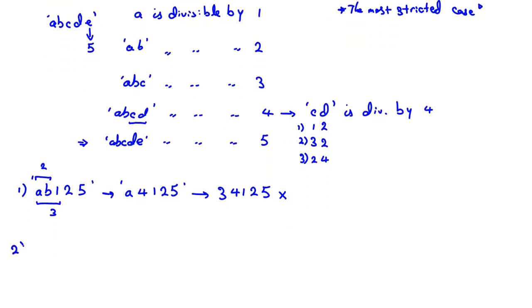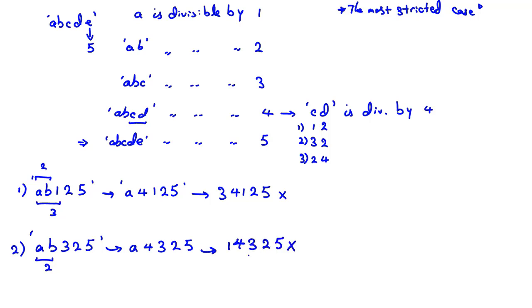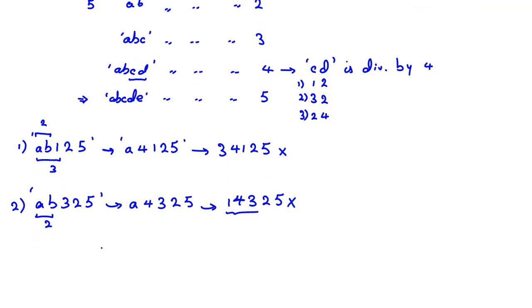Now let's consider case 2. CD is 32, and E is 5. Here, we know AB is a multiple of 2, so we conclude B should be even, so B should be 4. A4, 3, 2, 5. And the digit that's left for A is 1. 1, 4, 3, 2, 5. Again, it's bad because this number is not a multiple of 3.